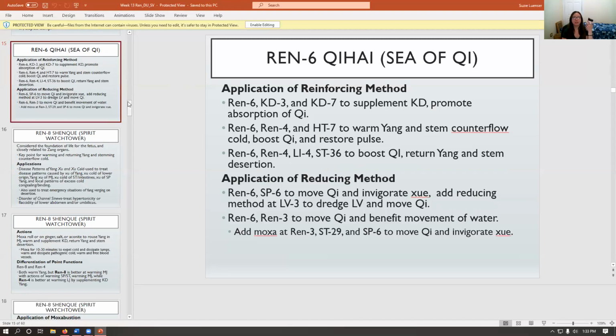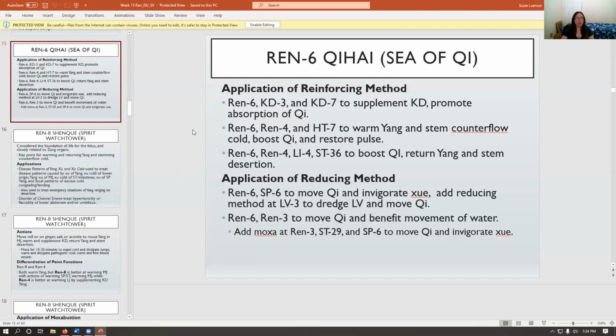Ren 6 point combinations with kidney 3 and kidney 7. That's going to help with kidney Qi. With Ren 4 and heart 7, that's going to help restore the pulse, warm the yang, boost the Qi. So that's to be used in the case of collapse, yang collapse. With Ren 4, Li4, and stomach 36, that's going to help boost Qi, return yang, and stem desertion. So both of those two are very strong point combinations.